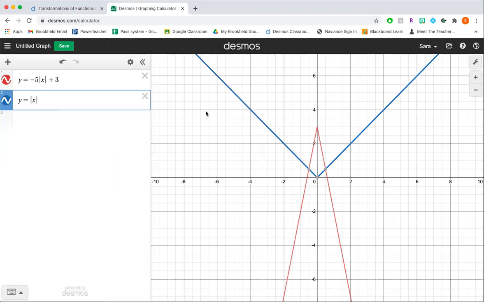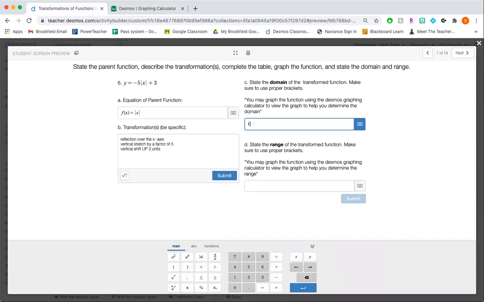So again, just like quadratics, my domain and range never change for absolute value. They're always -infinity to infinity. I'm sorry, just the domain, not the range.